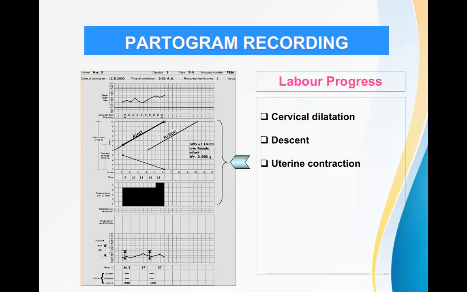Now, after we judge the fetus, let's go to the progress of the labor. Progress of the labor is judged by knowing the cervical dilation, the descent of the presenting part, and the uterine contraction. Is it adequate? Is it enough? What about the intensity? What about the duration? What about the frequency? Everything is judged here. This is the progress of the labor.